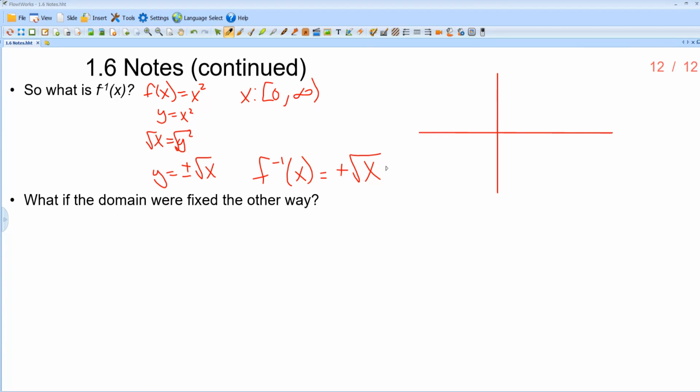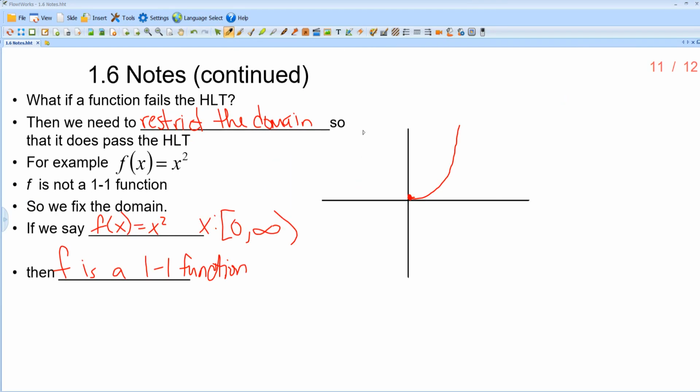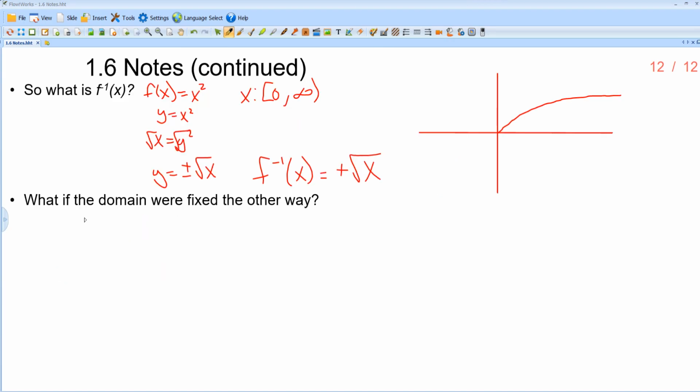we want just the positive square root of x, and we know what that graph looks like. There's positive square root x. If we were to restrict our domain the other way, so if in our parabola on the previous slide, if we said we only wanted the left side of this parabola, we'd still have f of x is equal to x squared, but now we're talking about restricting it from negative infinity to 0. So going through the solving, we'll get the same thing, y equals plus or minus square root x.